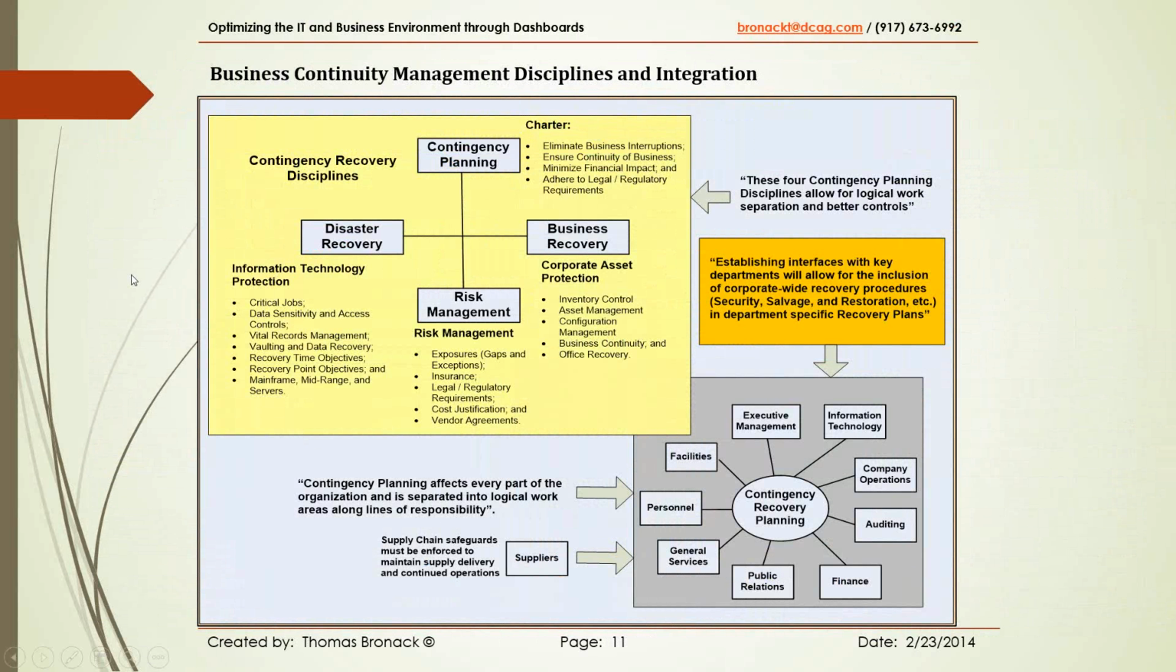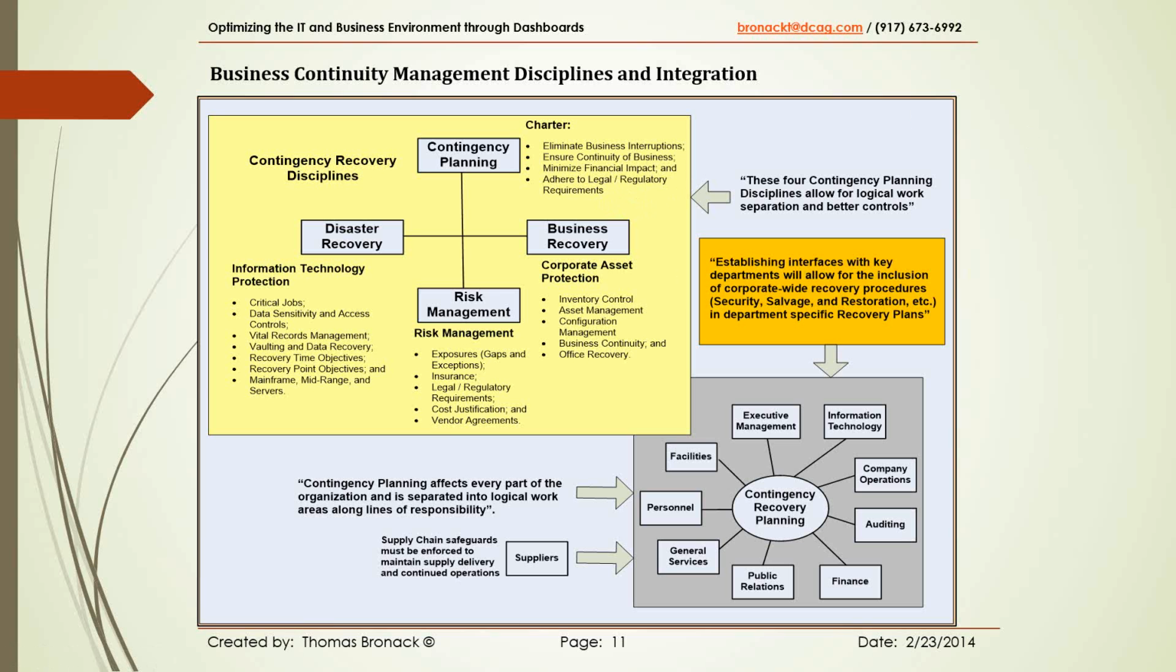Now, let's look at business continuity and how it affects an enterprise. It starts out with a charter, and a charter is the direct responsibility of executive management. Its charter is to eliminate business interruptions and ensure the continuity of the business, to minimize financial impact from a disaster event, and adhere to legal and regulatory requirements. Sounds like 4 points then after that. But man, it is a difficult task, and sometimes these guys really earn their money.